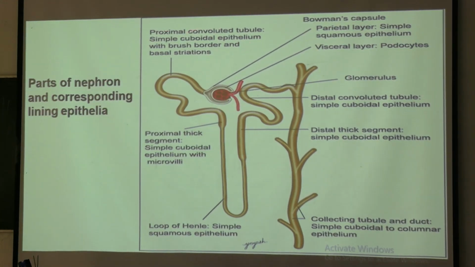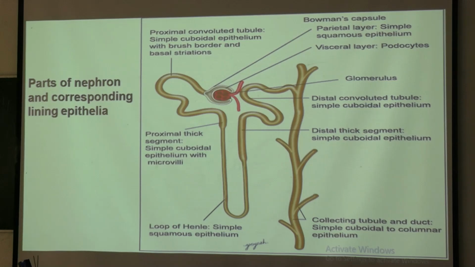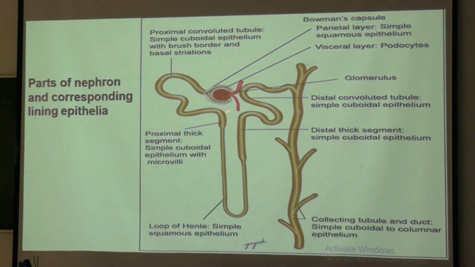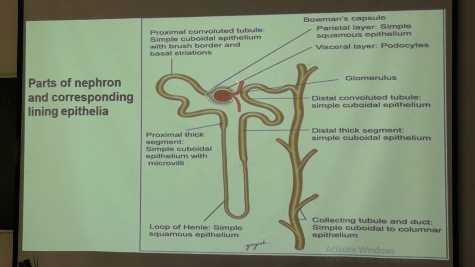So see the epithelial linings of different parts of the nephron. Lining epithelium is very important for your MCQs and viva. Okay. So here you can see this is the glomerular tuft. Capillary lining will be simple squamous. Then this is Bowman's space. So the area surrounding the capillary is the visceral layer, and outside is the parietal layer.